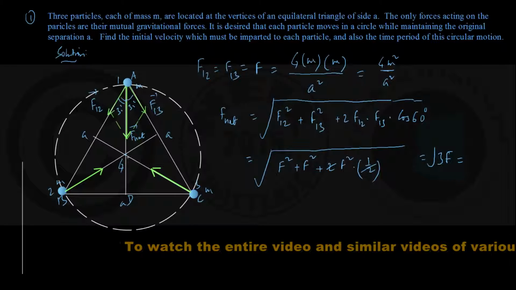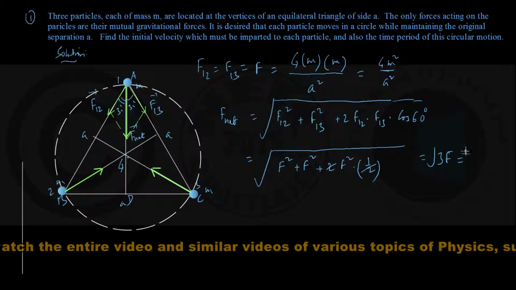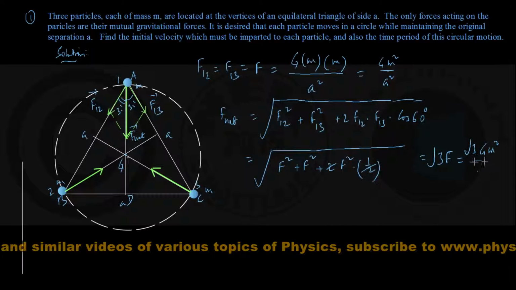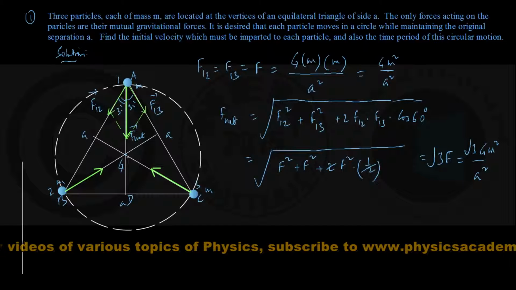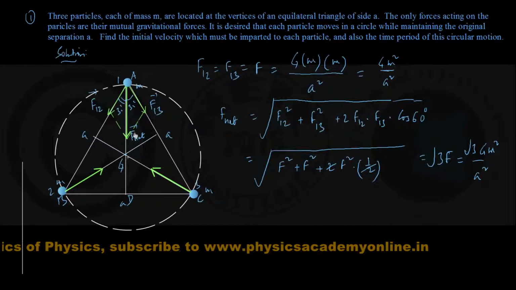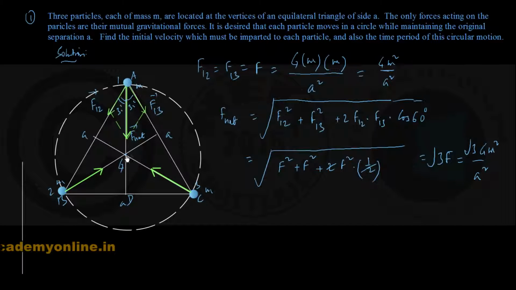Putting the value of F from here, I am getting the net force has a magnitude of root 3 G m squared by A squared. So this is the magnitude of net force acting on any of these three particles, that is root 3 G m squared by A squared, acting along the median towards the centroid G, which happens to be the center of the circle described by any of these three particles.